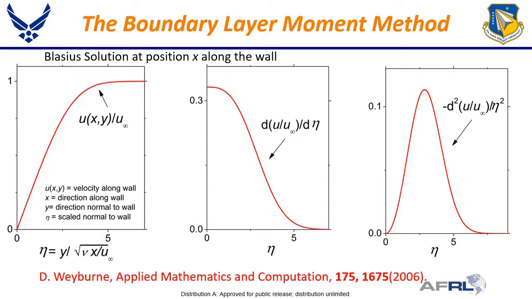To see how the boundary layer integral moment method works, consider laminar 2D boundary layer flow over a thin flat plate. The scaled velocity profile looks like this. If we differentiate the profile using the scaled wall normal, we get the first derivative profile. And differentiating again, we get the second derivative profile. The second derivative profile looks just like a Gaussian distribution curve.